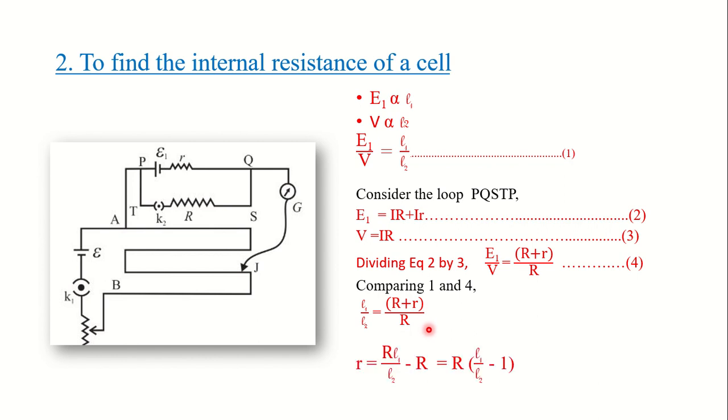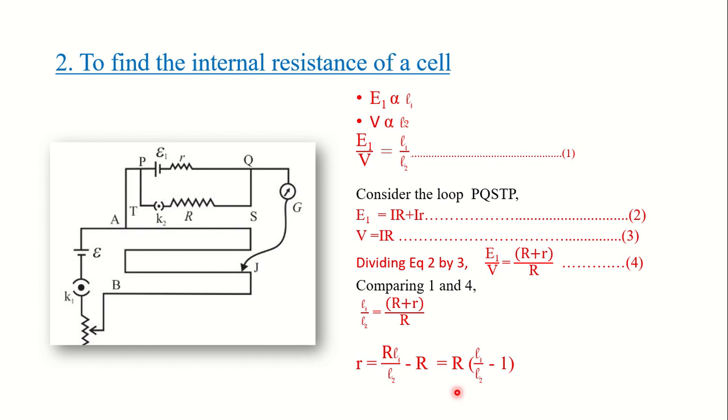And solving this equation, you will get small r, that is the internal resistance of the cell, is equal to capital R into L1 by L2 minus 1. Solving the equation, you get the final expression for the internal resistance of the cell.